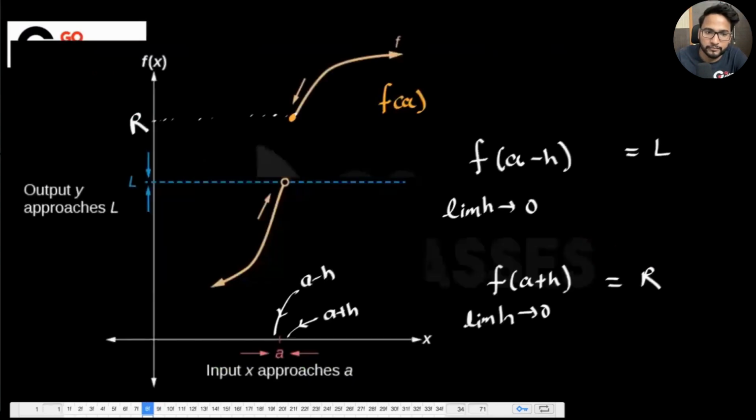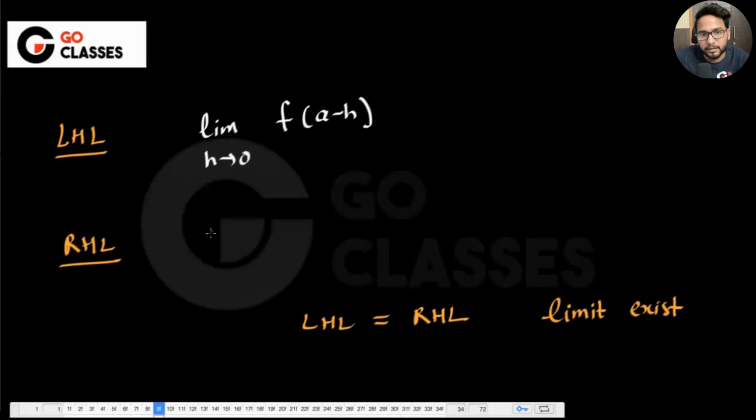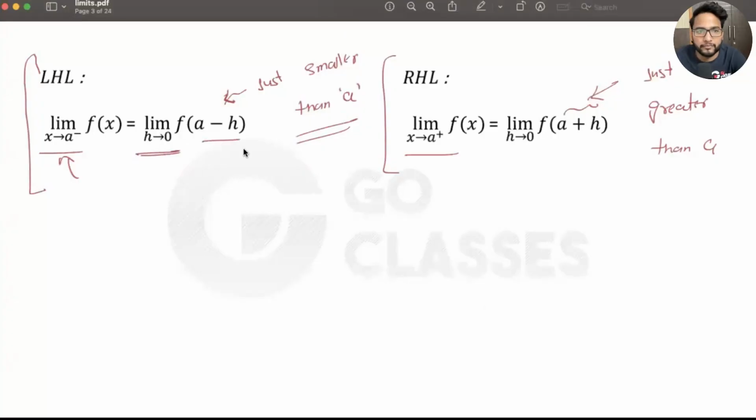So I hope this is clear: left hand limit, right hand limit, and if LHL is equal to RHL, then you will say the limit exists. And what is the left hand limit? You will say limit as x tends to 0, you are coming from the left hand side. Limit as x tends to 0, you are coming from the right hand side, right?